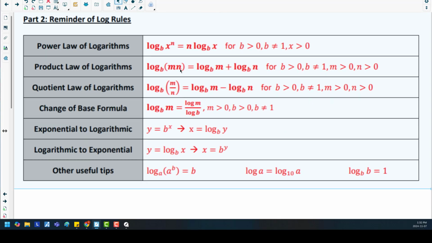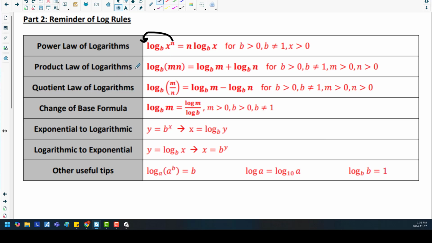So here's some reminders. Power law of logarithms. So log base b of x to the power of n is equal to n log base b of x. The exponent can be written in front, and this is just saying that b has to be bigger than 0, b cannot be 1, and x has to be bigger than 0. So you can't just destroy the whole thing by adding zeros. So yeah, the exponent can just come in front.